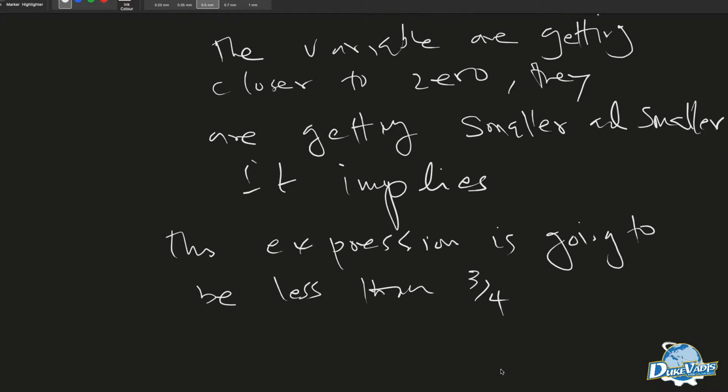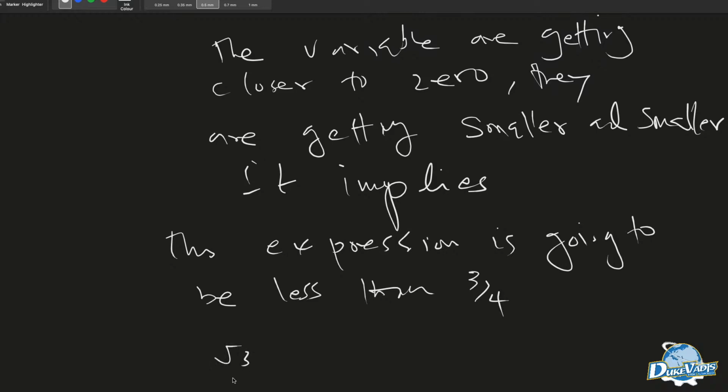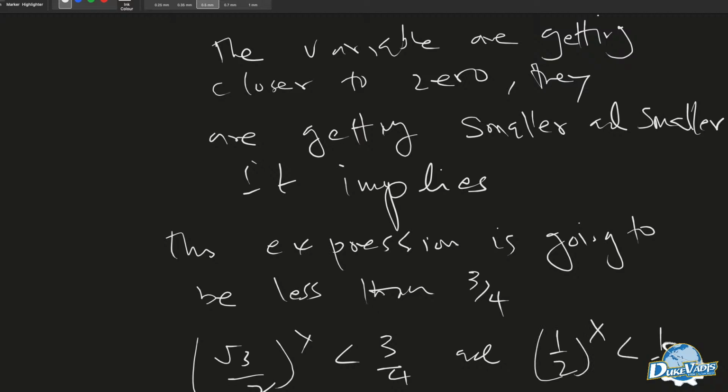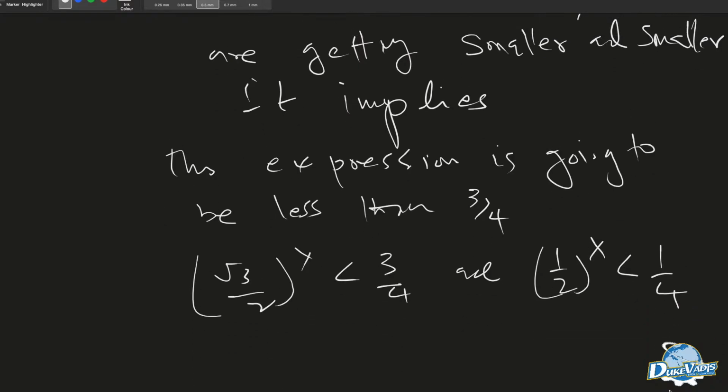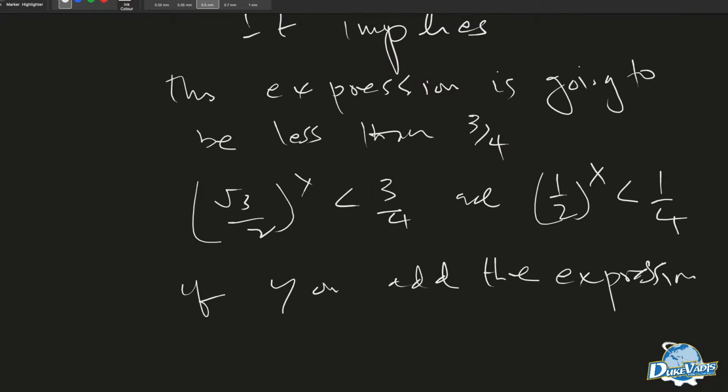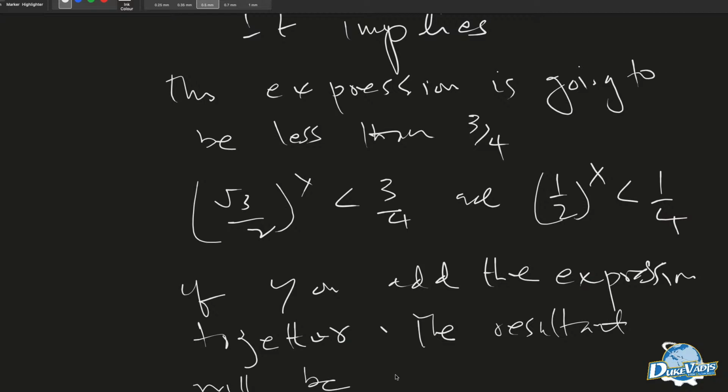Now, let's look at it from this perspective. If we have root 3 over 2 raised to the power x less than 3 over 4 and half raised to the power x less than 1 over 4, if you add the expressions together, the result will be less than 1.